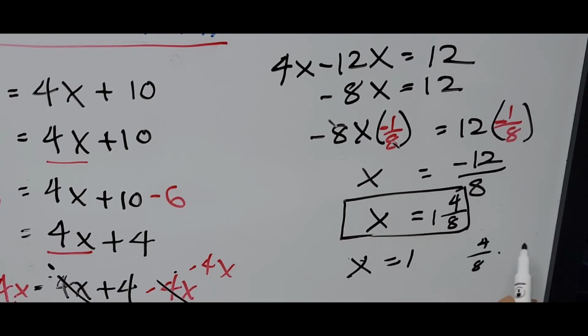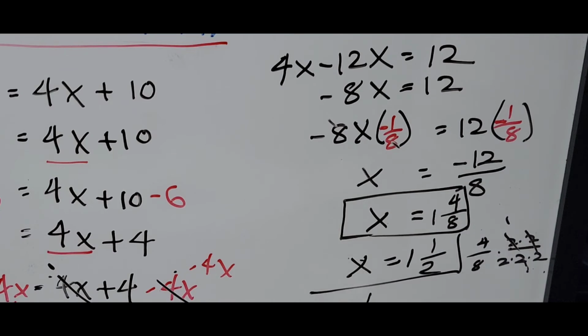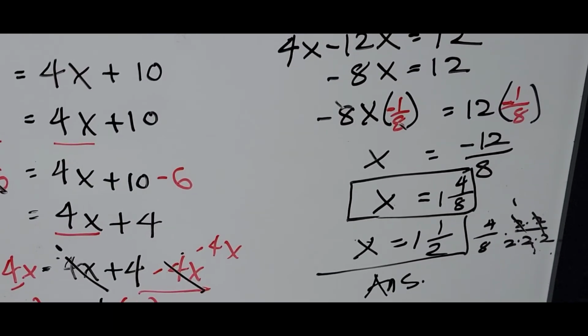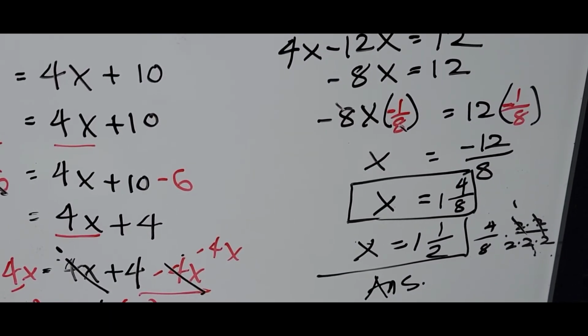What are the factors of 4? 2 by 2, right? And 8 is 4 times 2. That means 2 times 2 times 2. 2 times 2, 4 times 2, 8. You can cancel that 2 right there. What remaining? What's the answer? It is 1/2, right? So 4 divided by 8 is 1/2. So that's the final answer. 1.5. Yeah. So that's the final answer. X is equal to 1.5.